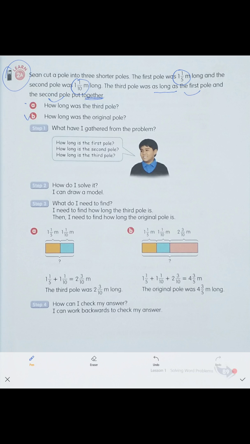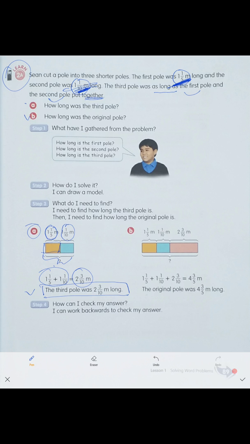But first, so this is what they do. Right, you can read through this thing, but basically look at this model, right? One unit bar represents the first pole with the length of 1.5 meter. Another one represents the second pole. So they ask you how much is together. This is your addition. You add up two fractions and you get your answer, and this is your answer as a sentence. The third pole was 2 and 3/10 meters long, right?